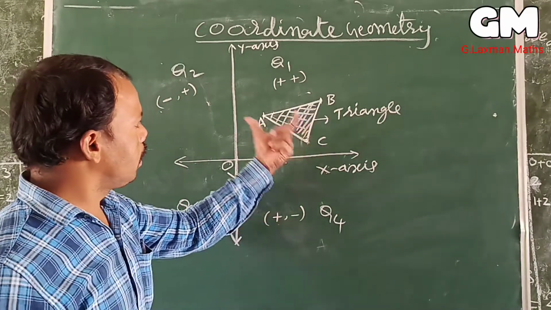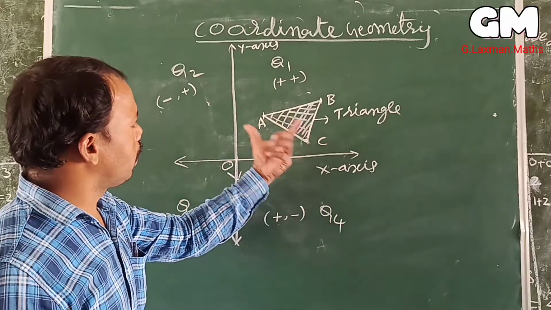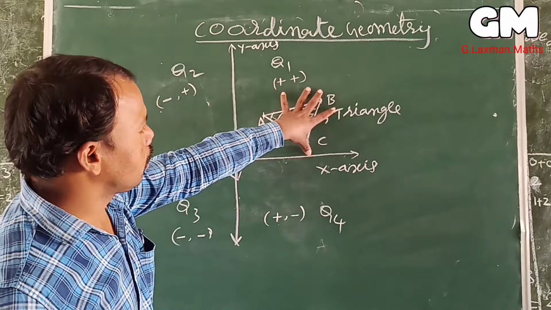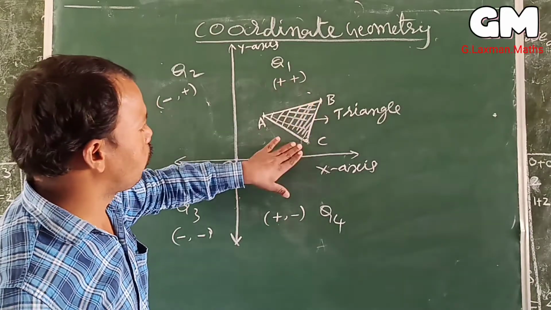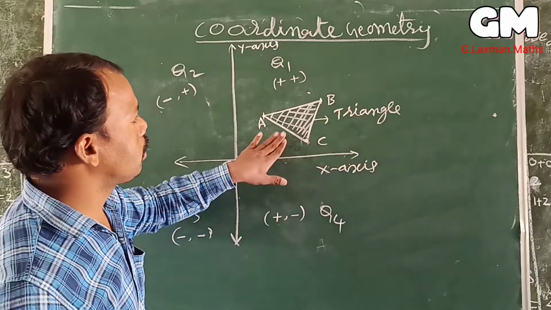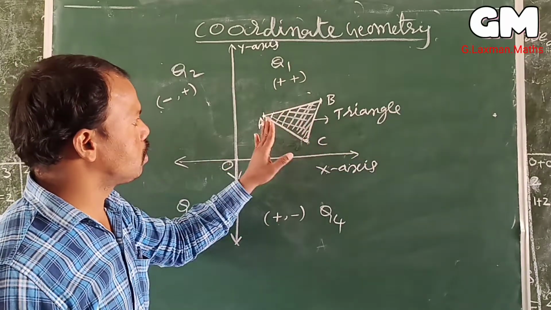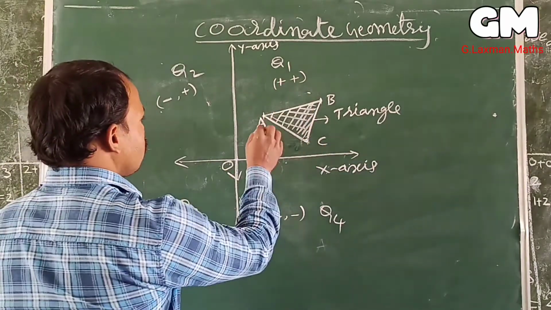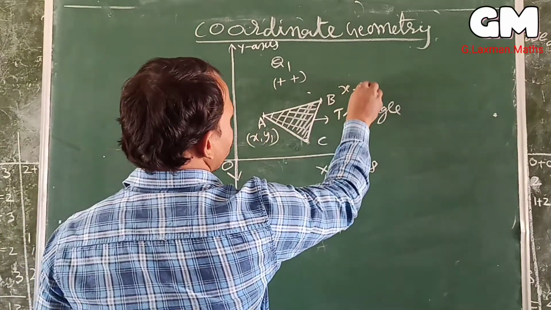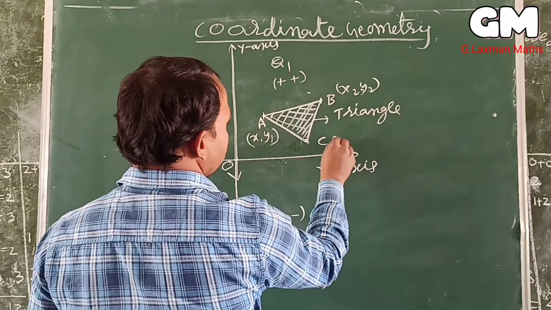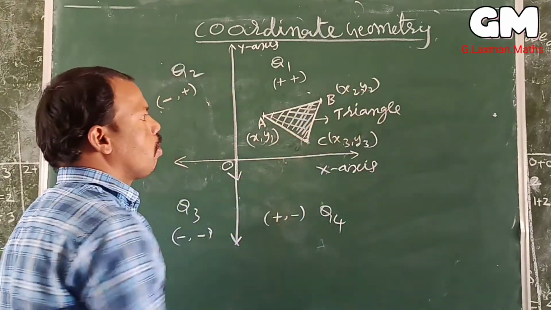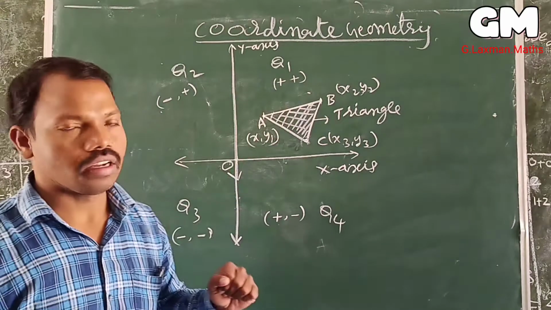Okay. So in this coordinate plane we have taken 3 points, and these 3 points form a triangle. This triangle is a concept of geometry, and we are finding the area of it by using these coordinates: A (x1, y1), B (x2, y2) and C (x3, y3). So by using these coordinates we are finding the area, right?